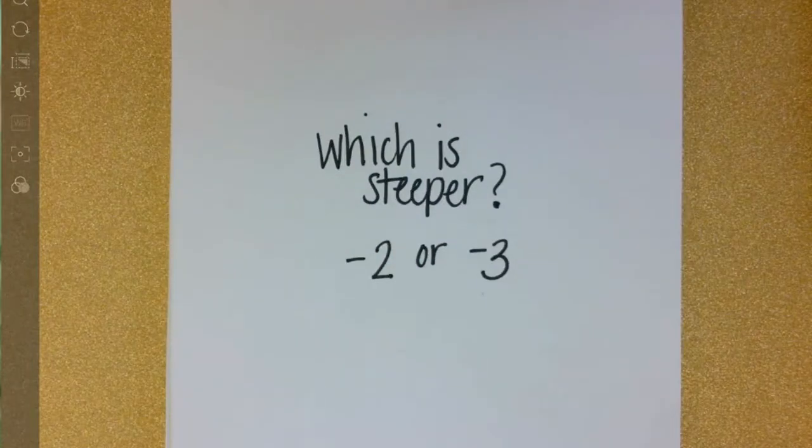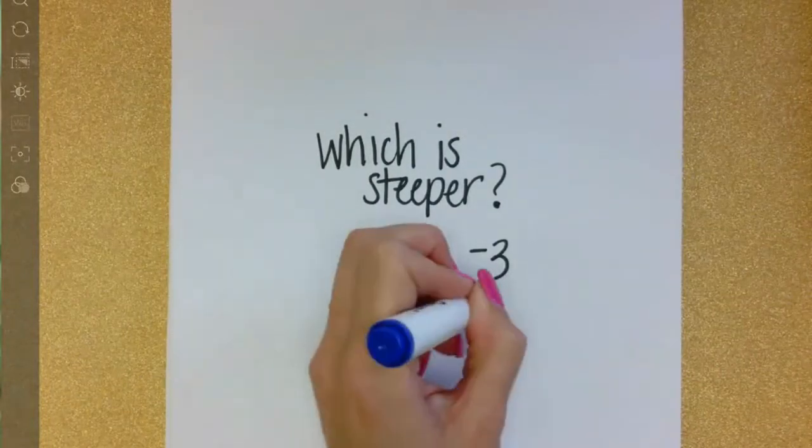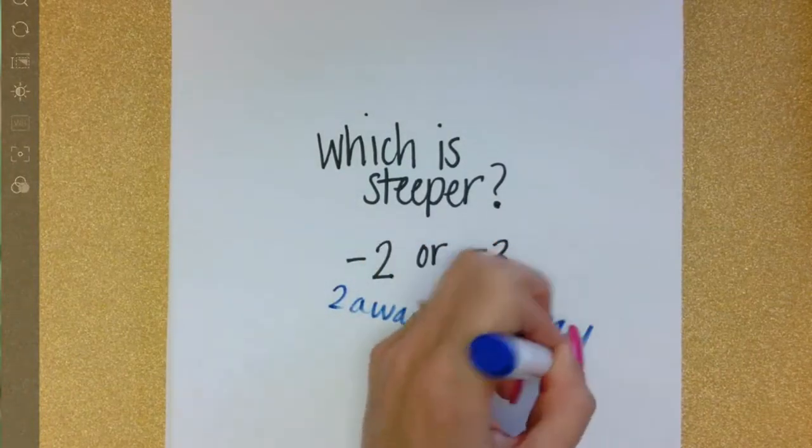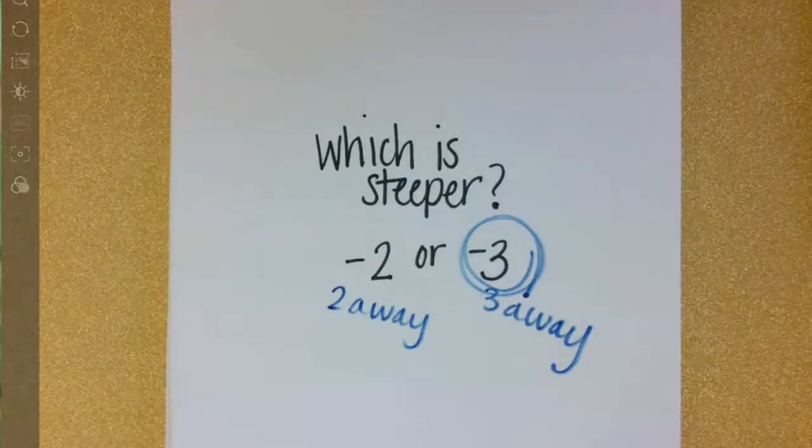All right, how about now? Which is steeper, -2 or -3? 2 away, 3 away. The further it is away, the steeper it is. So -3 is slightly steeper.